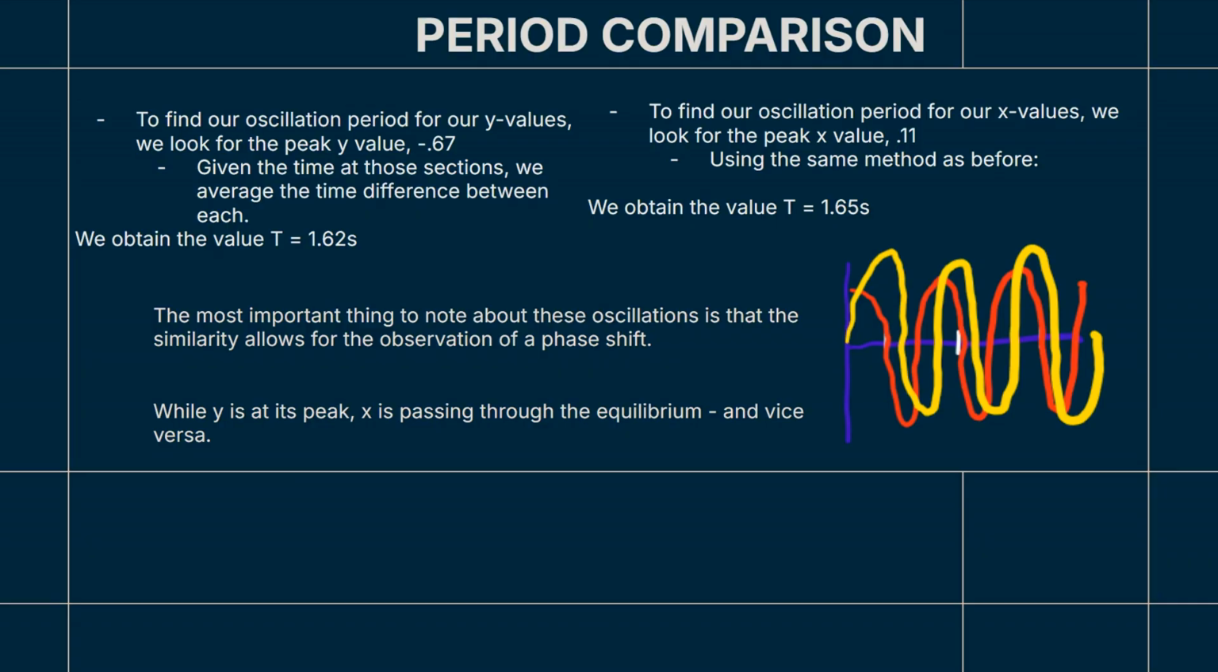The most important thing to note, which I mentioned earlier, is that the phase shift is because of the similarity between these two values. With the same period, but different starting points, they end up lining up to where while y is at its peak, x is at its equilibrium, seen here, and vice versa, where x is at its peak and y is at its equilibrium. And this will continue throughout the entire full period of this oscillation.